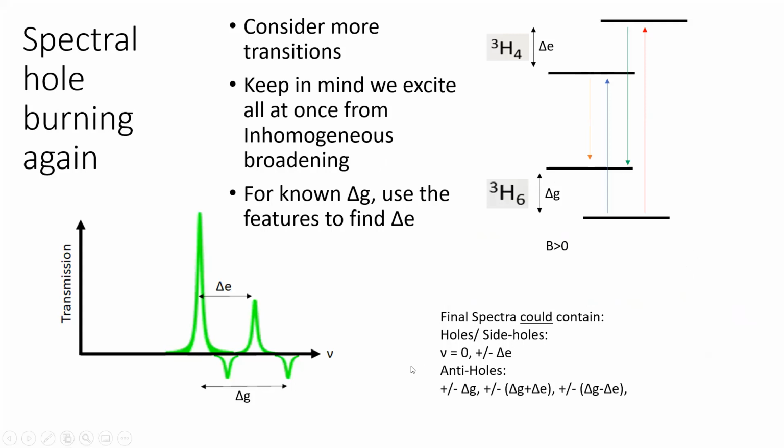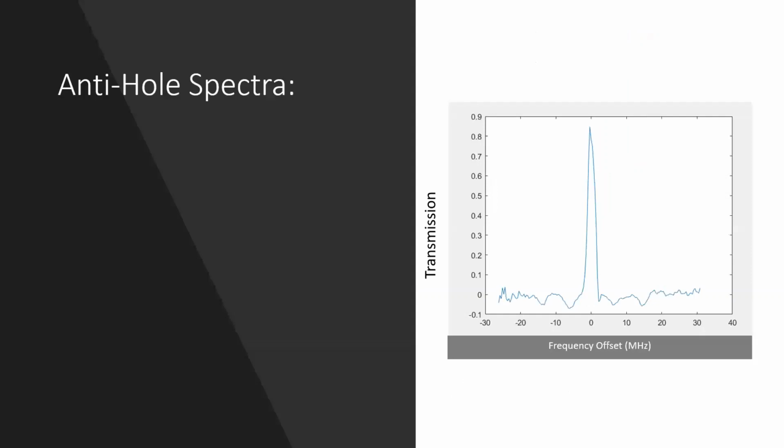Now, I said I'd come back to this. You'll notice a few of the other spectral features occur at splittings of delta G plus delta E, delta G minus delta E. And in fact, the one that occurs closest to the main hole is this one, that occurs at delta G minus delta E. And this was the one that we thought we could see in a scan like this one. So actually, observing all of the spectral features is a bit difficult for a given hole spectra.